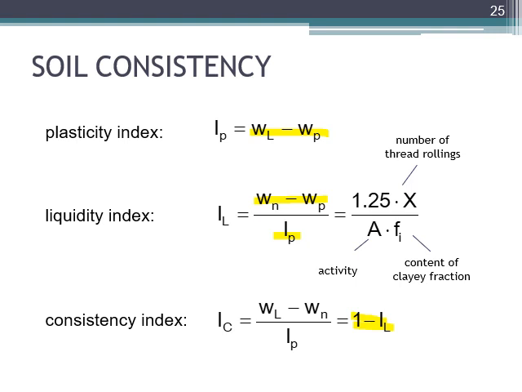You can also try to assess the value of the liquidity index if you have conducted the thread rolling test, because this is an empirical formula again. So if you know the number of the successful thread rollings for your sample X, and if you know the content of the clay fraction and activity of your soil, then using this formula you can assess the liquidity index.